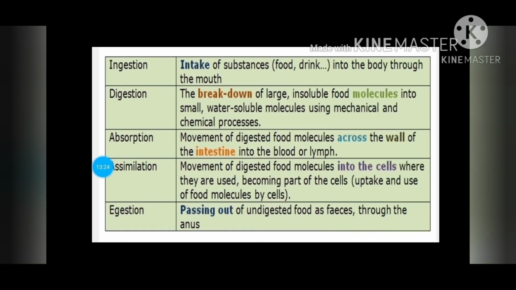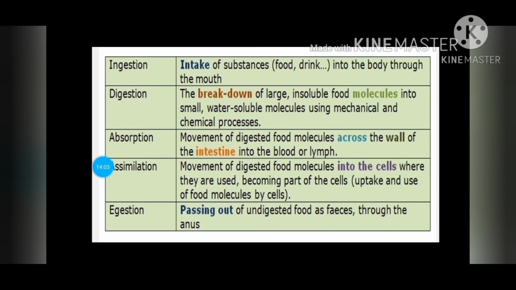Now, yes, here you can see the names of the processes written: ingestion, digestion, absorption, assimilation and egestion. Okay, so these 5 processes are written. These 5 processes which take part in digestion are the most important processes of digestion. First is the ingestion. By the name I think you get to know about it. Ingestion means taking something inside our body. So the first process that I told you, when we intake food, this process is called ingestion.